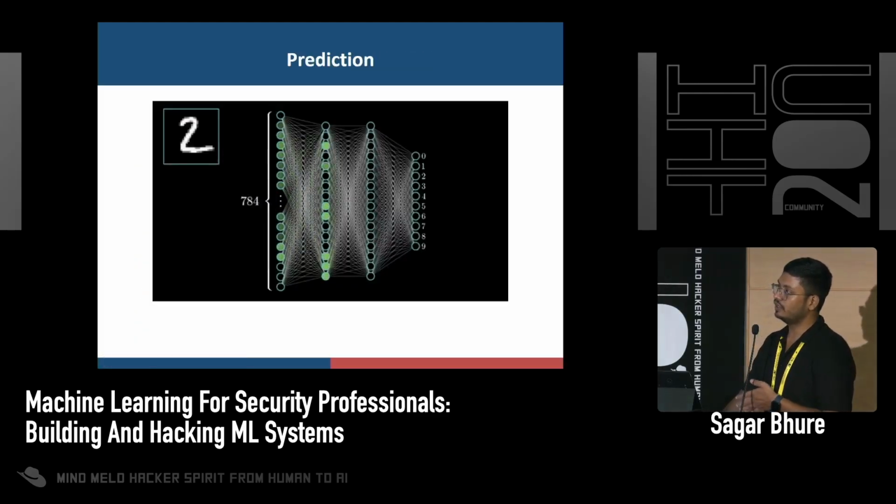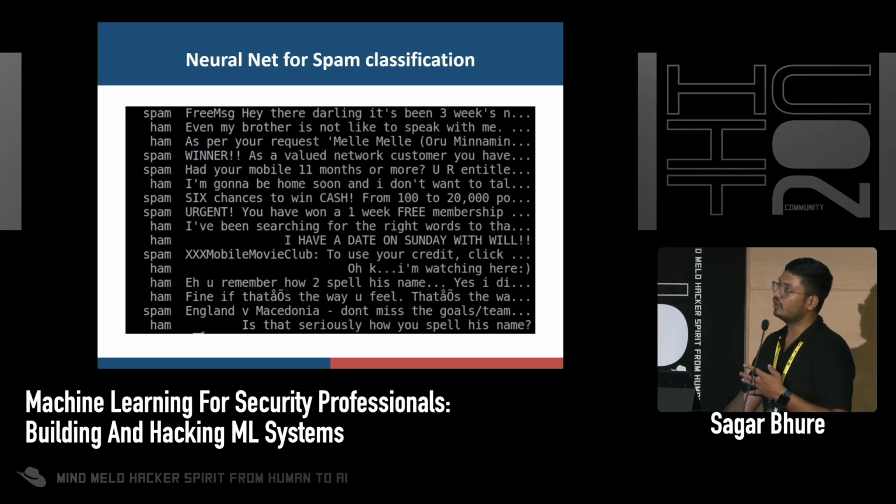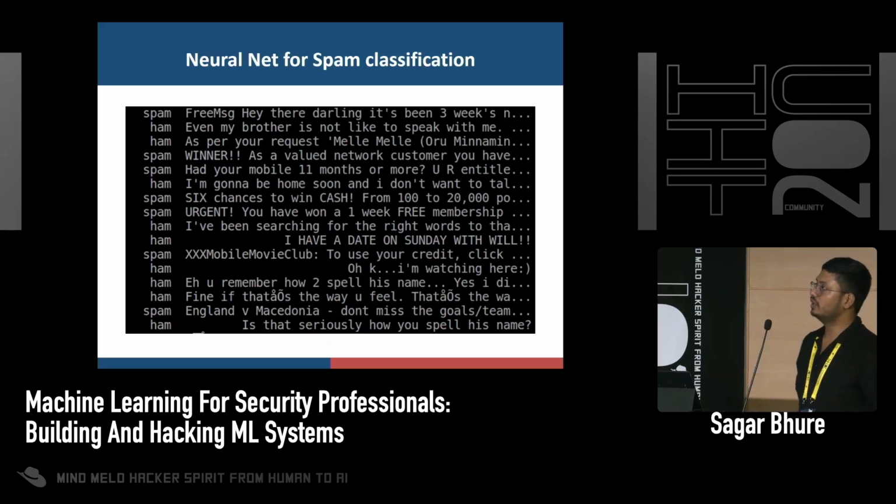So this is how a training happens, and then you have a prediction where it just runs from left to right, saying that it can be 2 with this much probability. Okay, now with that we'll try to make a spam classifier.